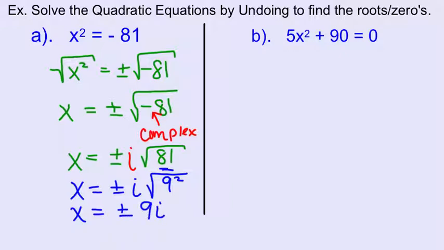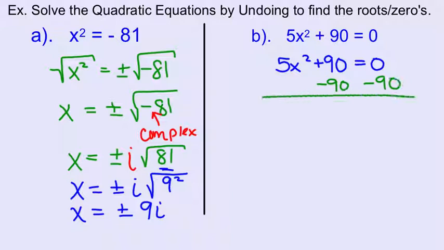Let's come over to the second example. We want to undo. So I'm just going to rewrite the equation again. And I'm going to undo the 90. So I'm going to subtract 90 from both sides. So I get 5x squared. The 90 and negative 90 will cancel out. On the right, you're left with 0 minus 90 is negative 90.